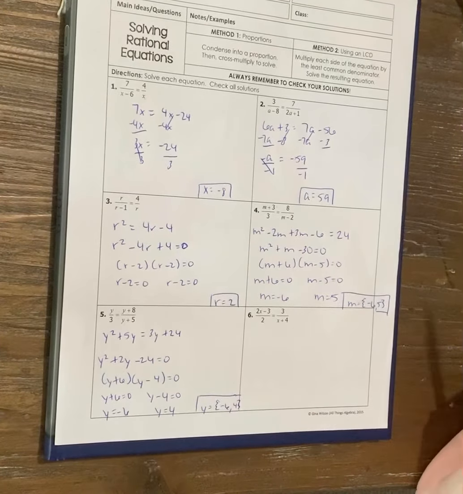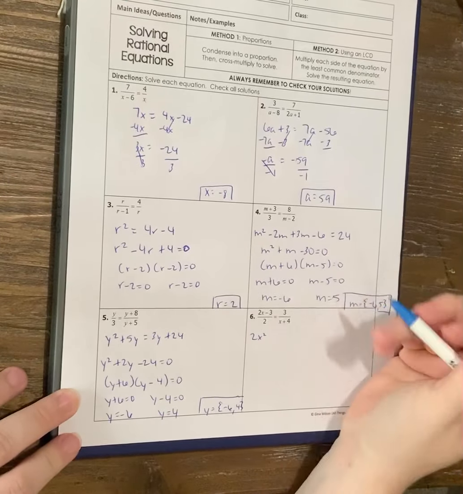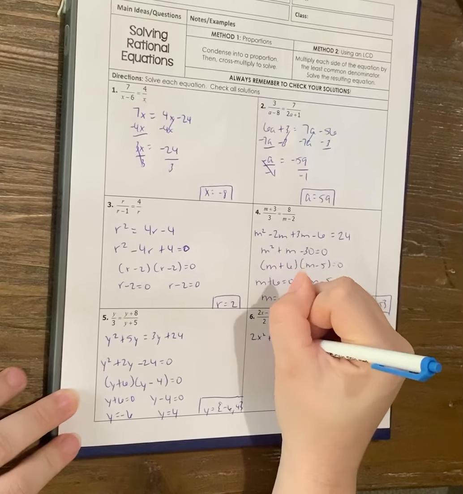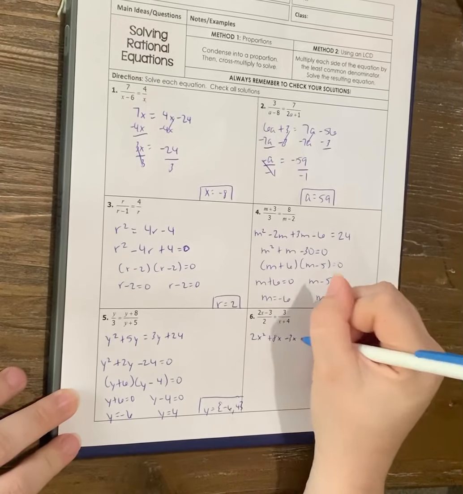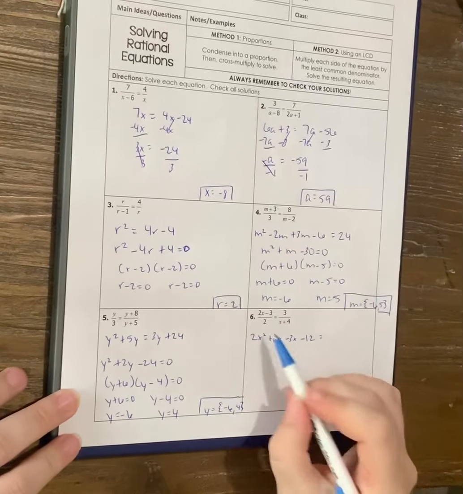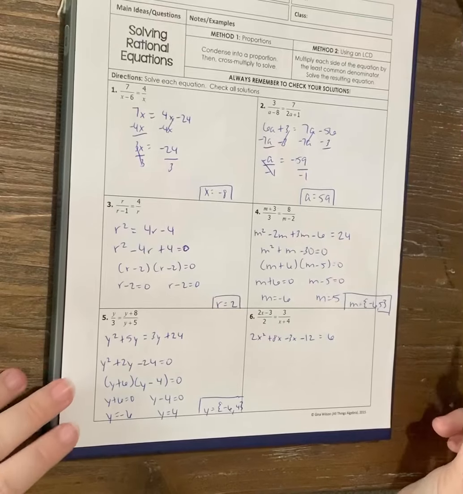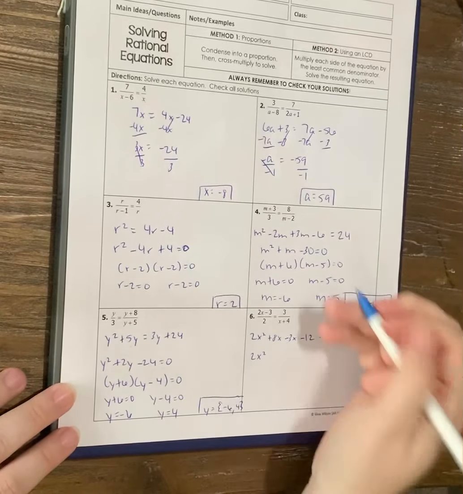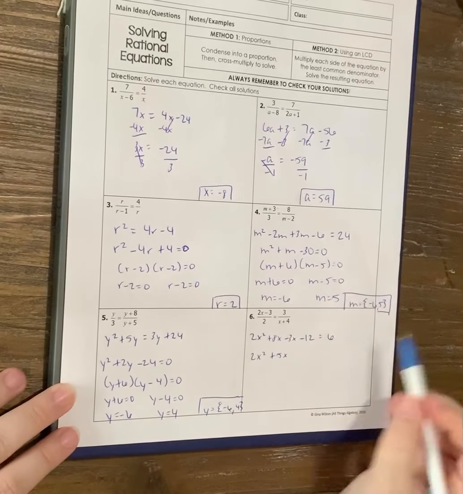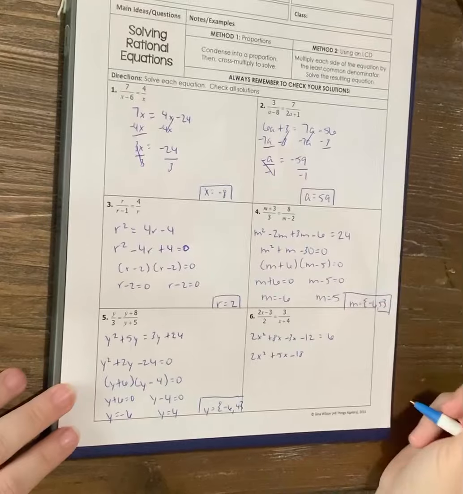Okay, on number 6, so you have 2x times x is 2x squared. 2x times 4 is 8x. Negative 3 times x is negative 3x. Negative 3 times 4 is negative 12. The other side, you have 2 times 3 is 6. Okay, so let's move everything over to the same side and combine like terms. So that gives us 2x squared. 8x and negative 3x is a positive 5x. Negative 12 and negative 6 is negative 18.